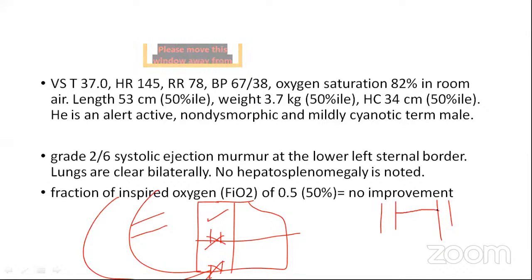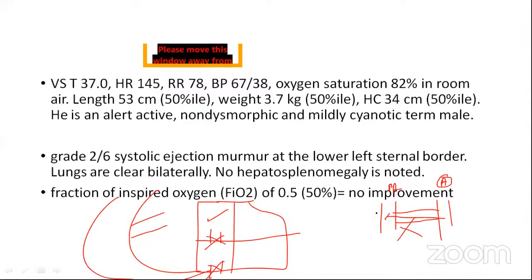What is the direction of movement in PDA? From the aorta to the pulmonary artery. Yes, aorta to the pulmonary artery. So you have oxygenated blood that is going to come. Yes, it will not be the cause. The child will come with heart failure, but it won't come with cyanosis. Okay. So PDA is not there.